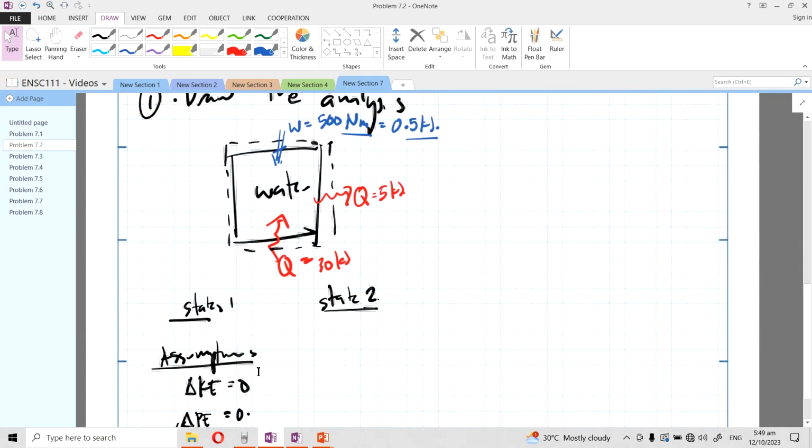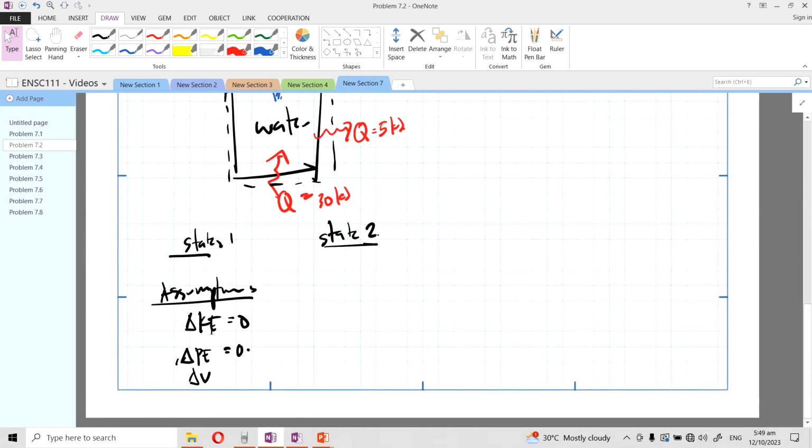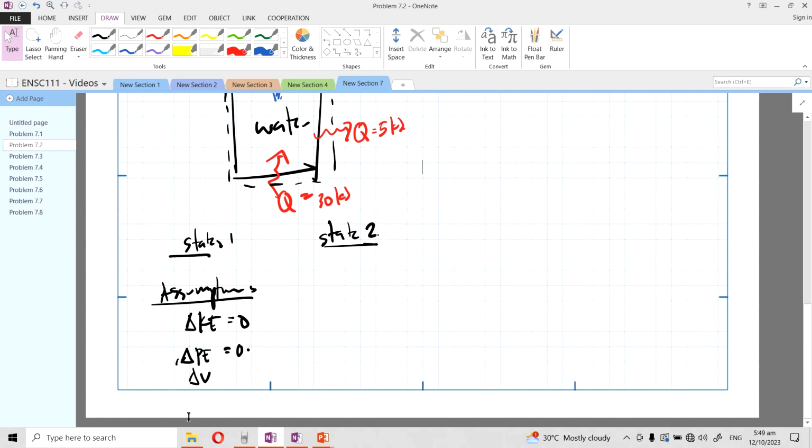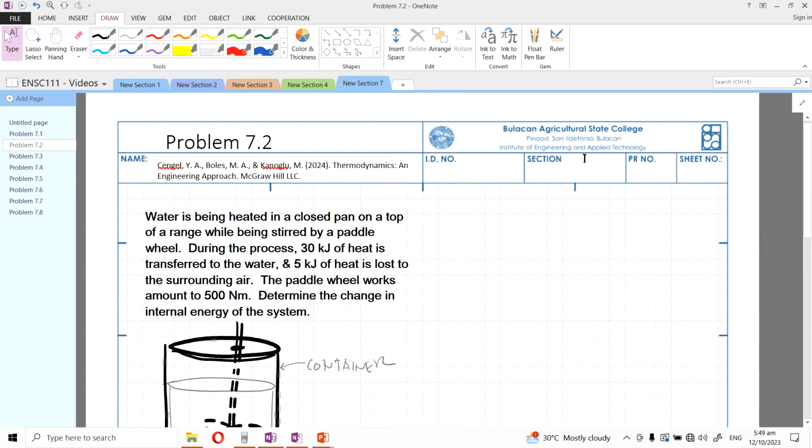Although we don't have the specific values at state 1 and 2, for delta U there must be a change in the internal energy because we are in this heating process, and therefore the temperature, whatever the initial temperature of this water is, after some heating the temperature will increase more, or it might be reaching its change of phase. So there must be a change in the internal energy, right? So delta U is not equal to 0.